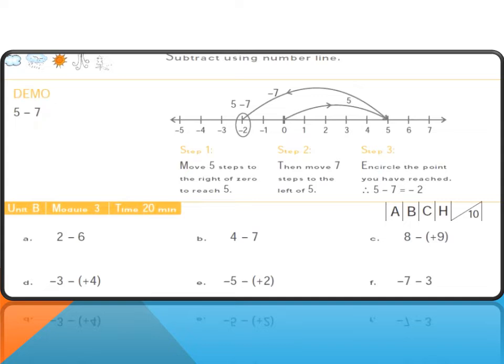Pause the video, take your time, draw number lines of all the 6 problems given in module number 3 and try to do this yourself. Here is a simple help. See, number A and B are almost the same as the demo. Number F is also almost the same, but first of all you will have to move to the left hand side, then again move to the left hand side.